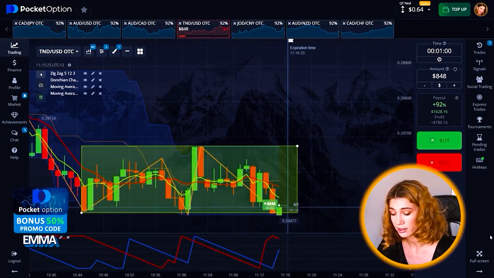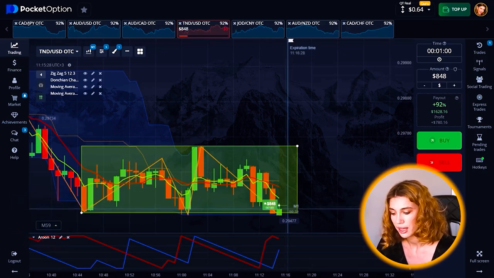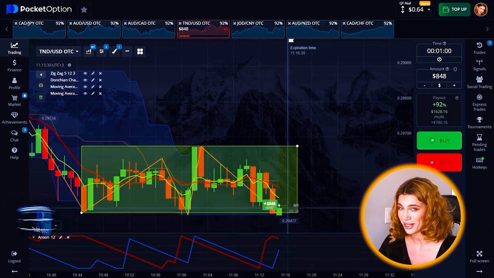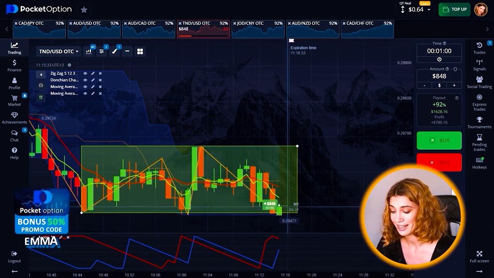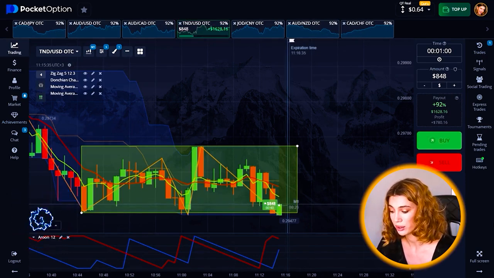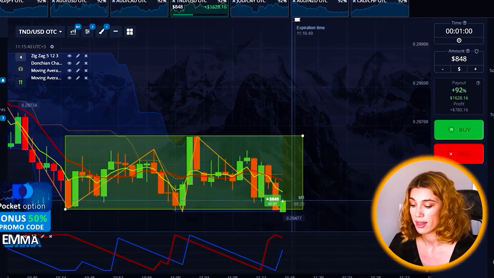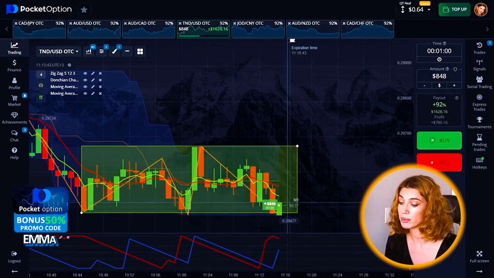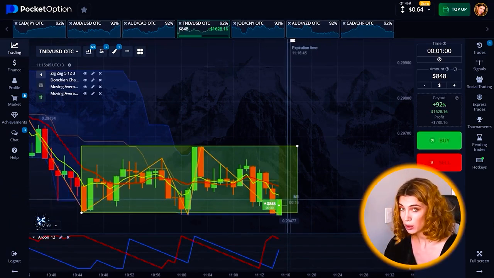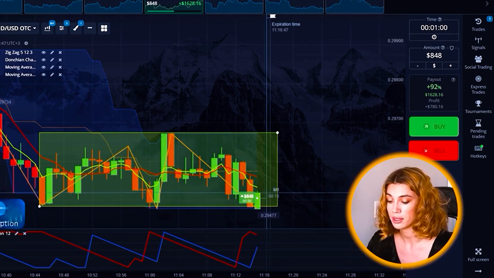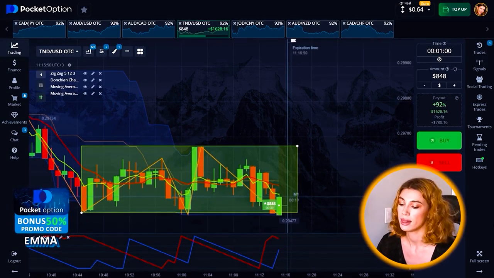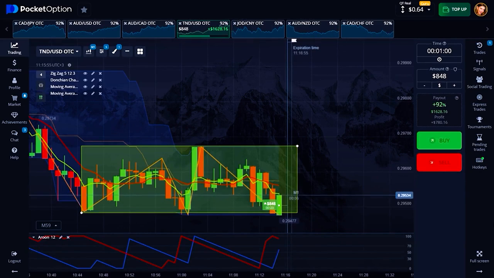So this rectangle on the chart, which I drew, indicates a sideways trend. And the price has reached the lower boundary, so I am expecting a bounce upwards. This sideways movement is going to go up. So that is time for a call option. Let's do it.